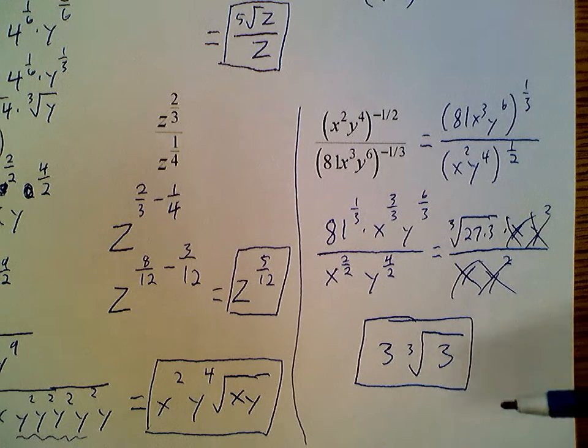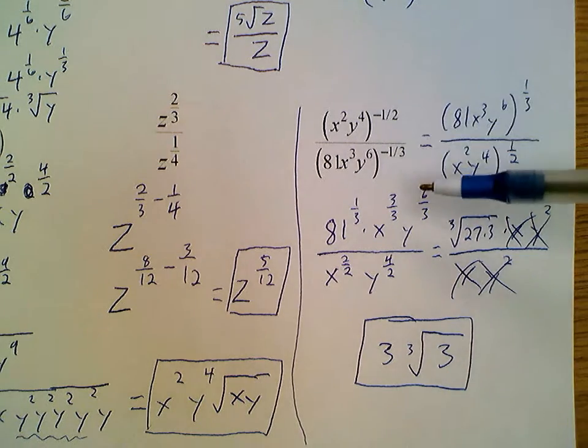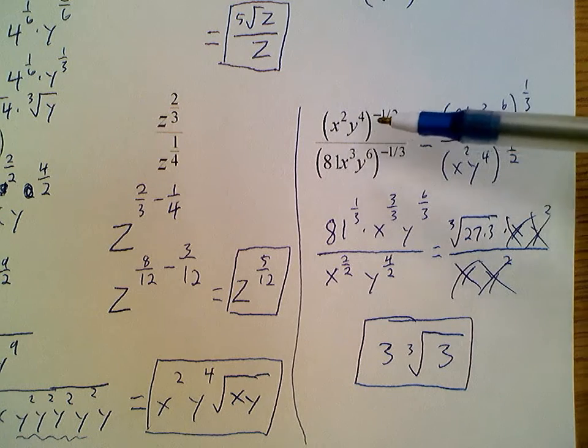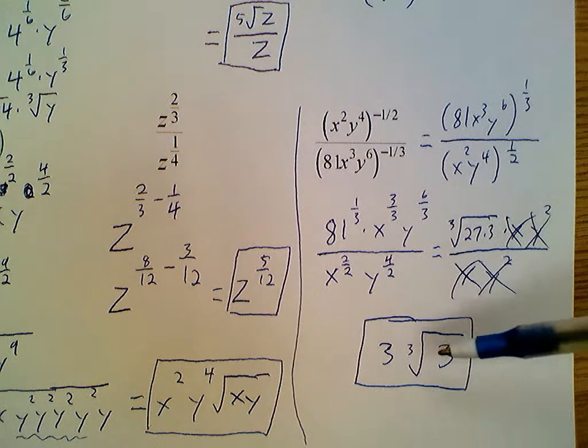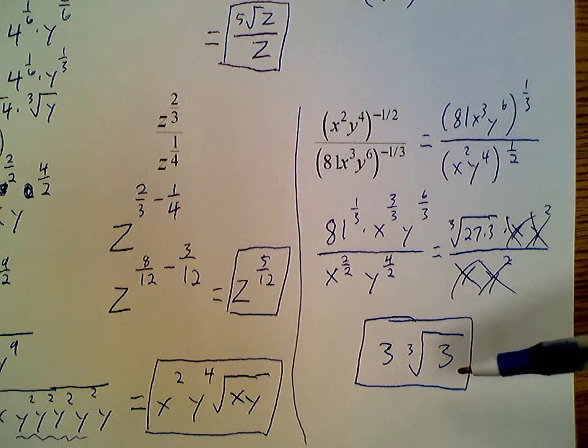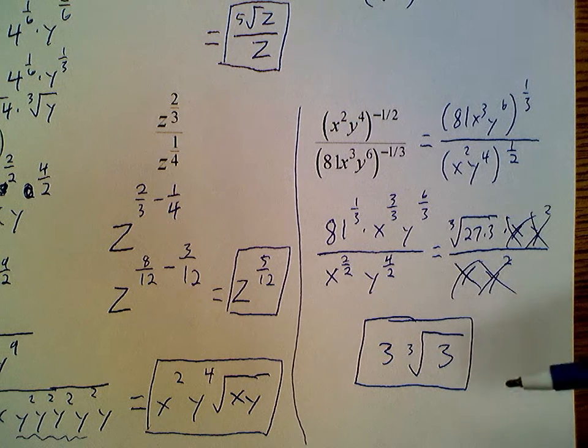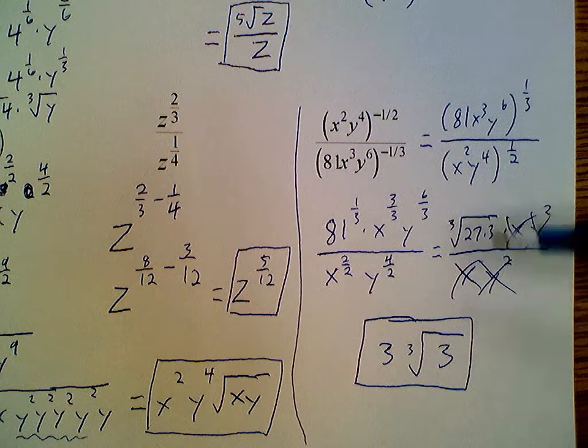Okay? Now, once again, the order doesn't really matter. You could have taken all of these to the negative half power and then canceled stuff out and then simplified, and you would have got the same thing in the end. So as long as you do the steps correctly in these simplifying ones, the order doesn't necessarily matter.